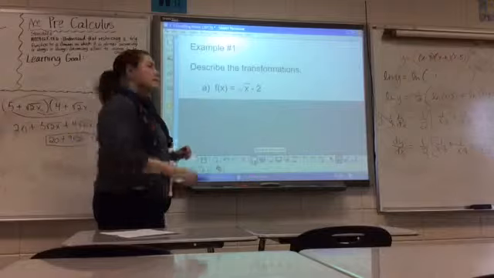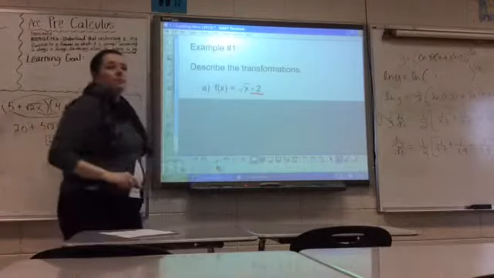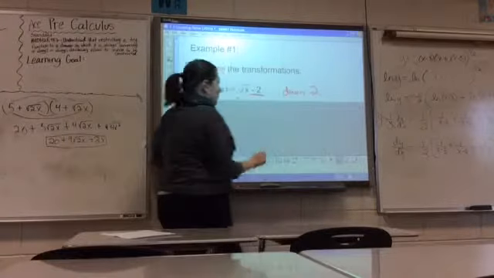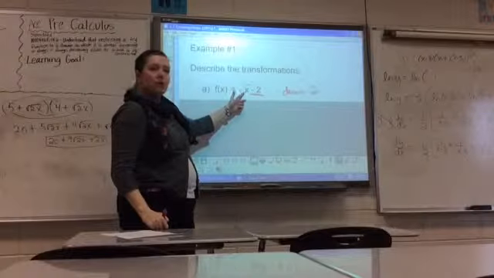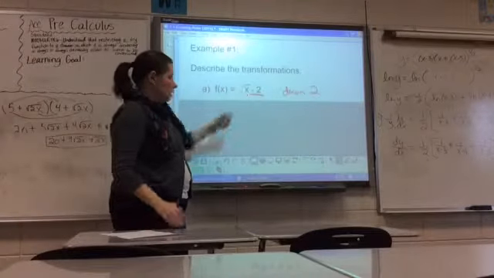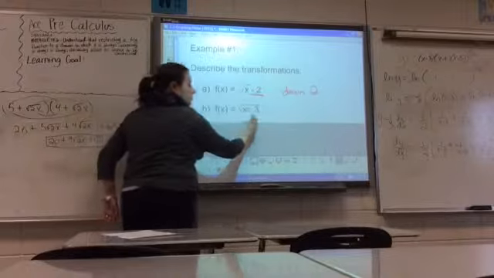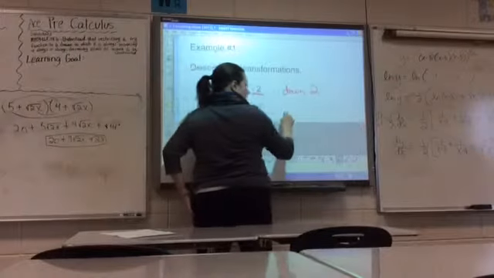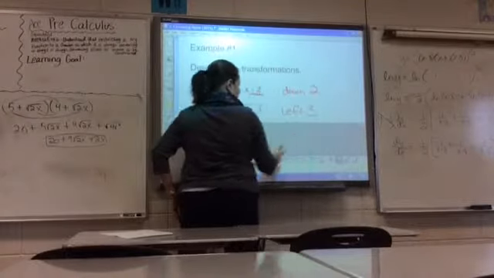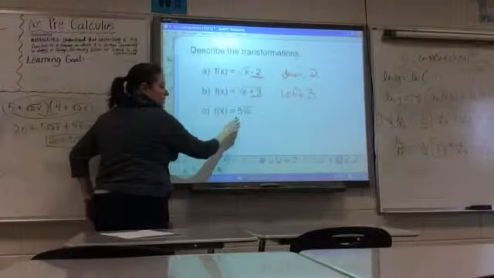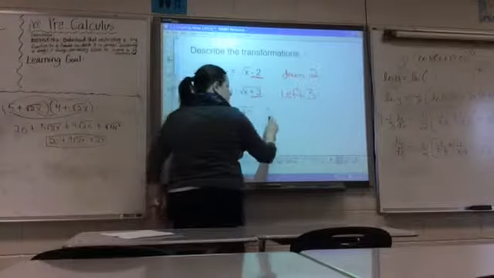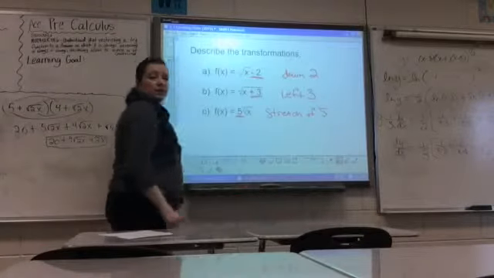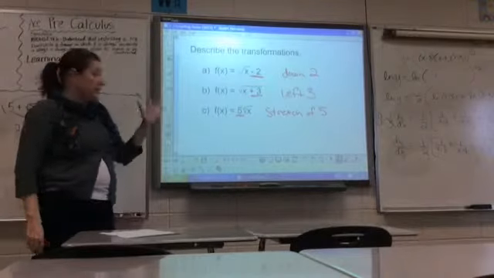So what's this -2 doing? Down 2. It is going to move it down 2. So that square root picture is shifted down 2. That's all. What does this one do? The +3 here. Left 3. It's in the grouping symbols, so it's left. What is this last one doing? Very good. Stretch 5. So sometimes you just have to say, there it is.